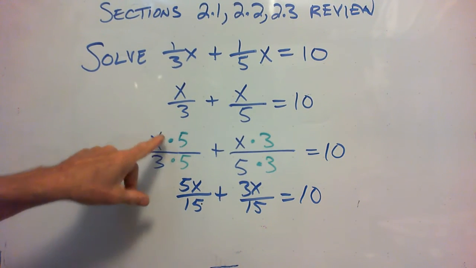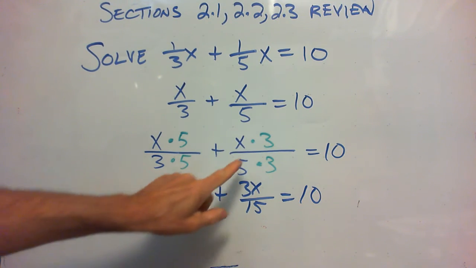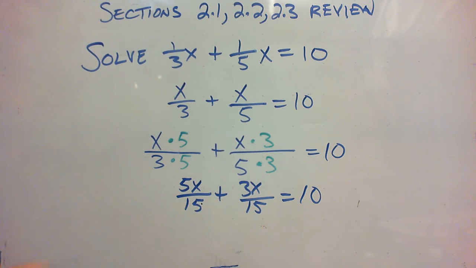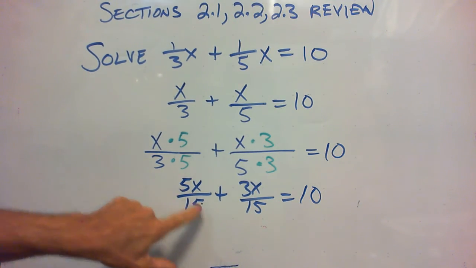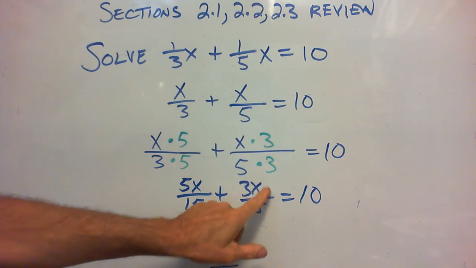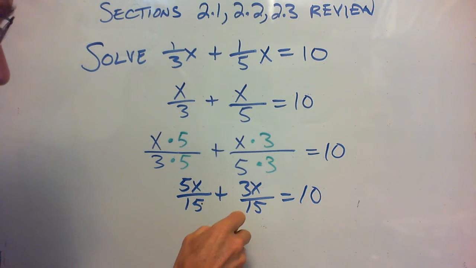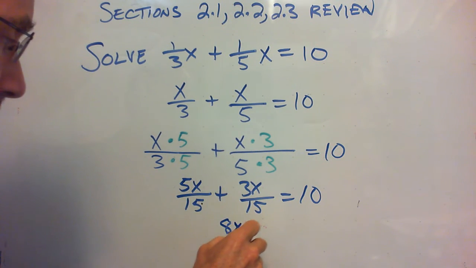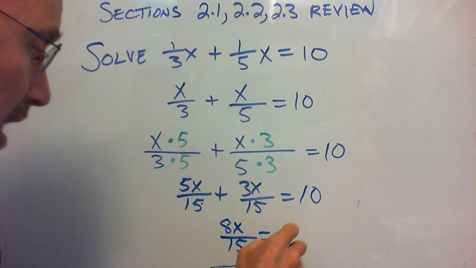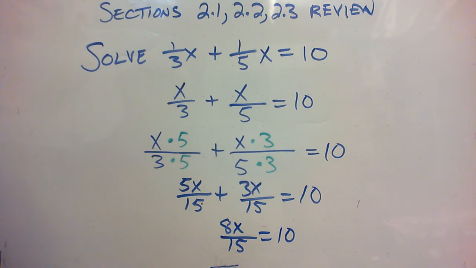So when we multiply the first fraction by 5 over 5 and the second fraction by 3 over 3, we get 5x over 15 plus 3x over 15 equals 10. Well, now we can combine those numerators. 5x plus 3x adds up to 8x over 15 equals 10. So we combine fractions together to get the 8x over 15.